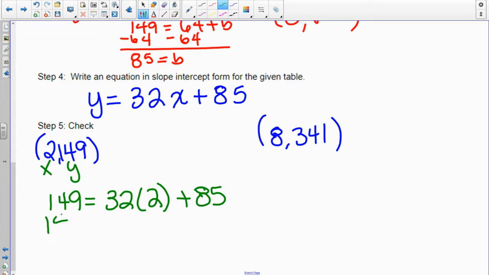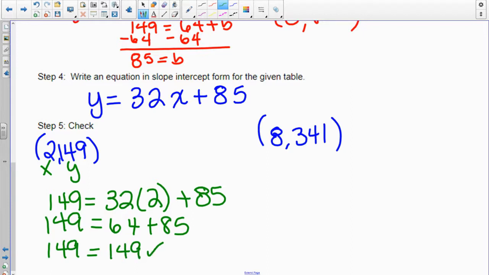So I'm going to take 32 times 2, which is 64, add it to 85, and when you add those, you do get 149. So 149 does work. So that first coordinate point works. Let's check the next one.